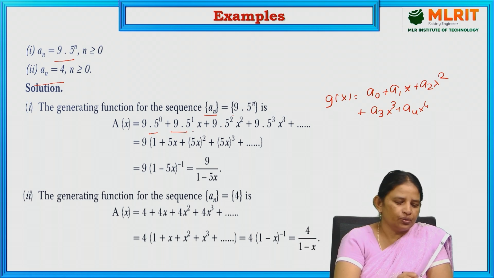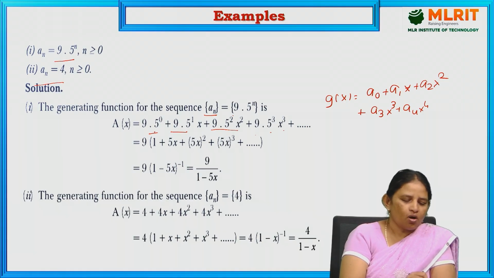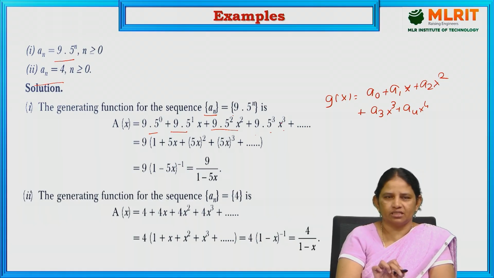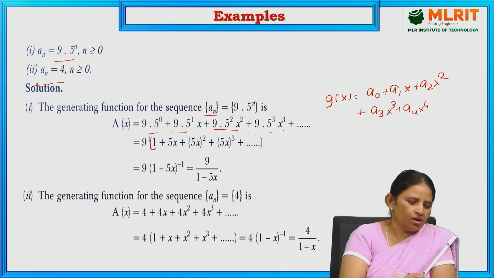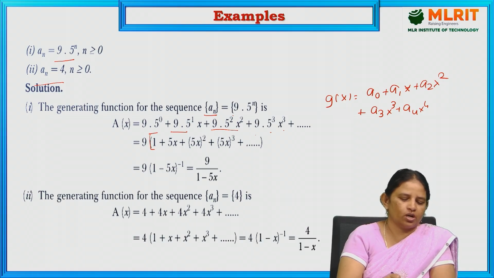N equal to 2, 9 into 5 square into x square. N equal to 3, 9 into 5 to the power of 3 into x to the power of 3, and so on. Next, from all these terms, the common term is 9. Take 9 as a common term: 1 plus 5x square plus 5x cube and so on.